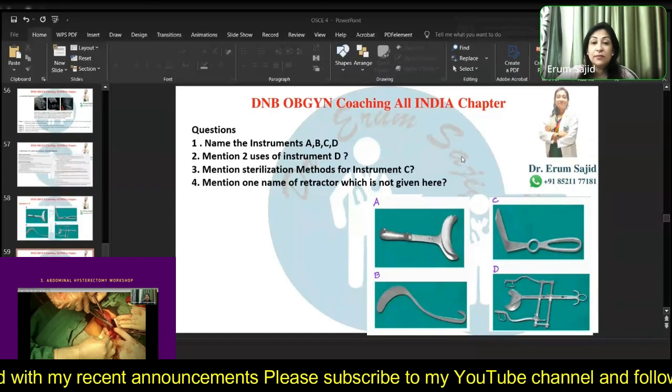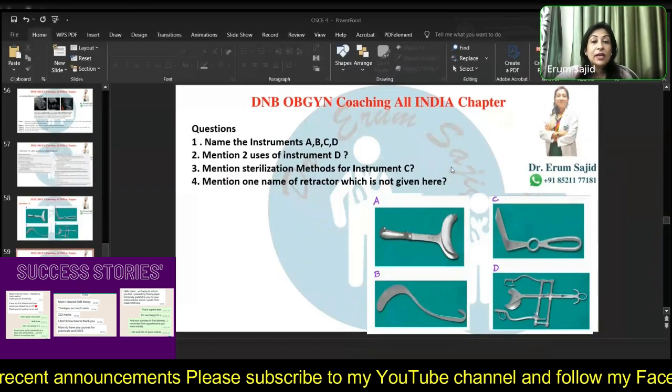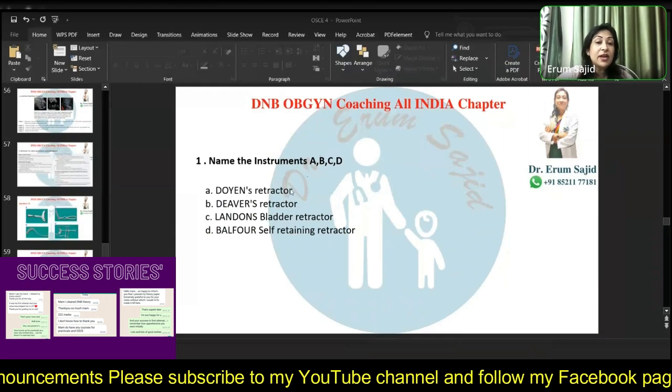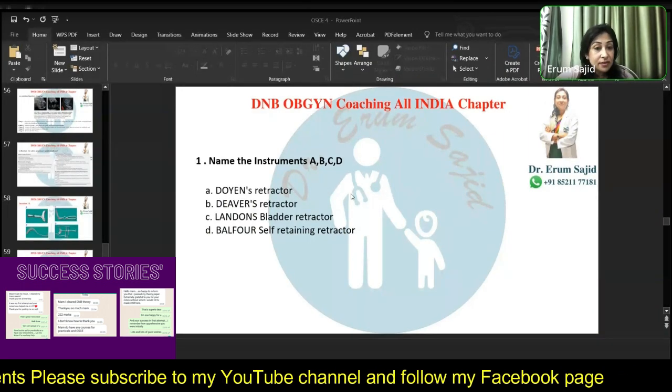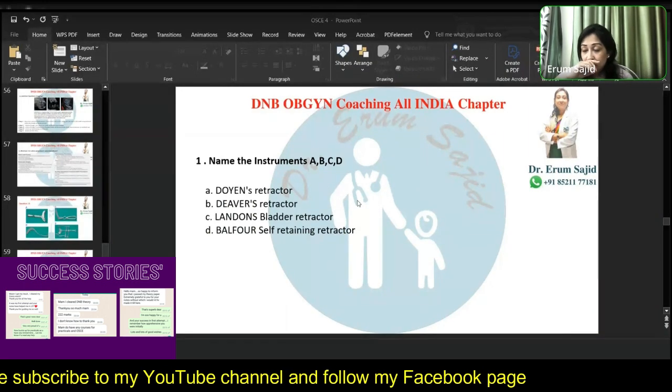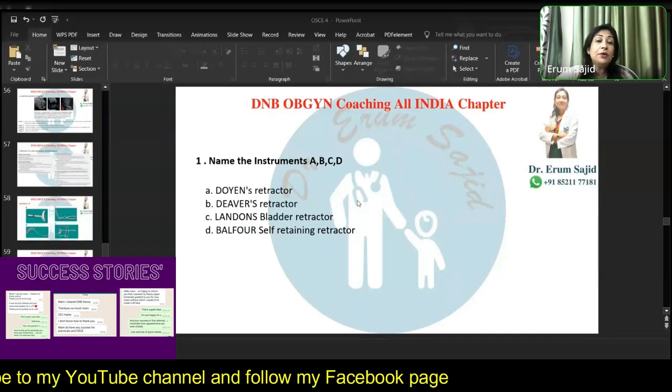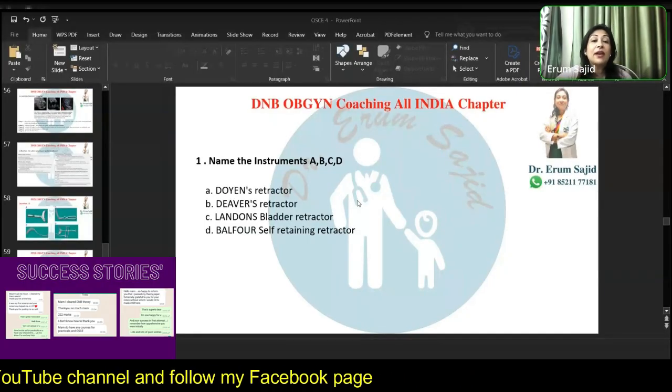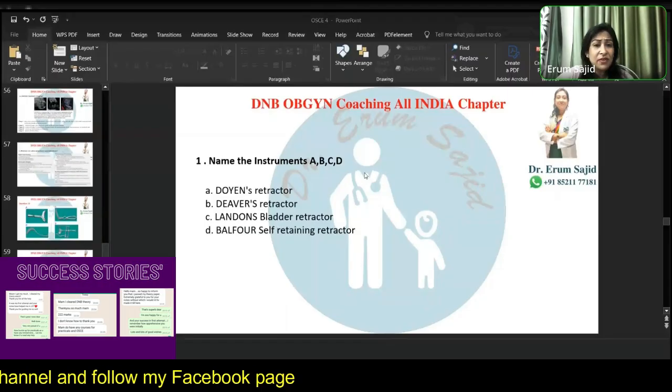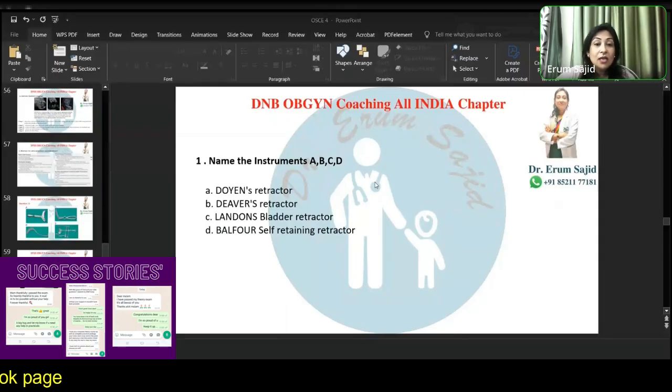Yes, great, Rashi. So, instruments: number 1 is Doyen's retractor, 2 is Deaver, C is Landon's bladder retractor mostly, and D is Balfour's self-retaining retractor. I'm sure you've seen all of them. They're very, very common. I've not taken any odd-looking retractors.